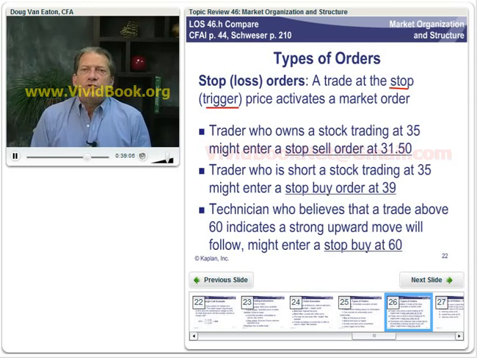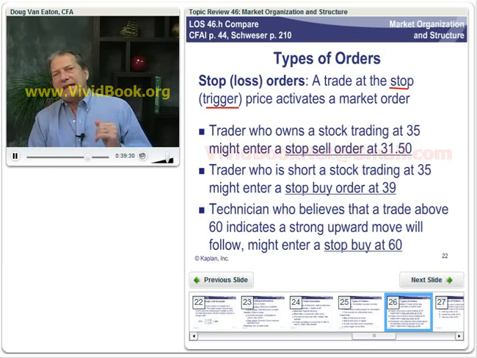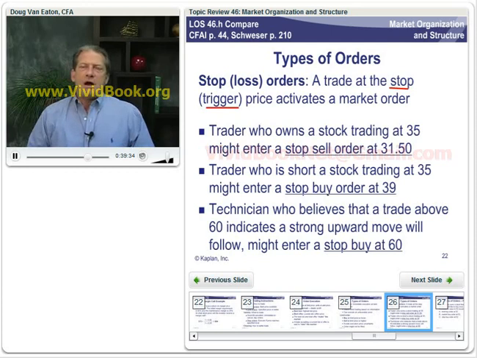These are sometimes called stop loss orders. That's where the terminology comes from, I believe. So if you're short a stock, then you're going to lose money if that stock price goes up. By the same token, a trader who's short a stock at 35 might enter a stop buy order that says, well, if I'm wrong about this stock going down and it turns around and starts to go up, get me out. So 39 here is the trigger, $4 above the current price.